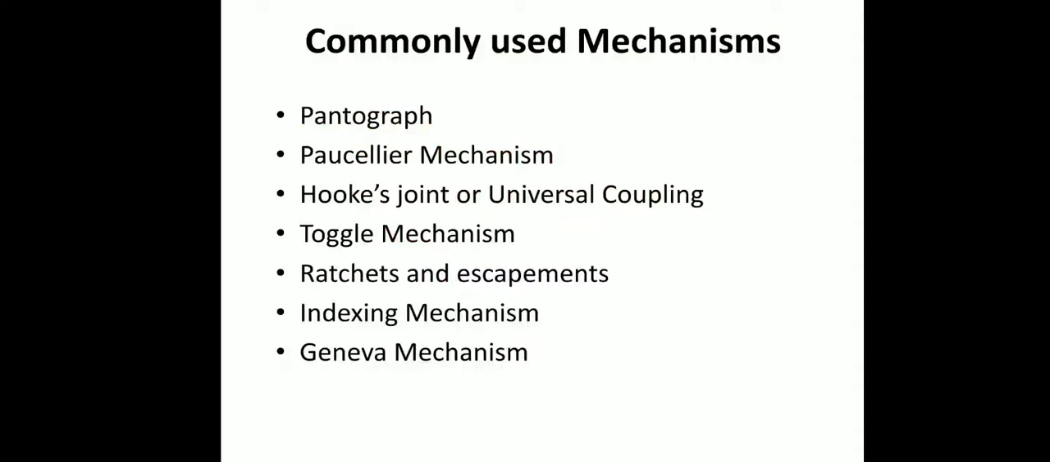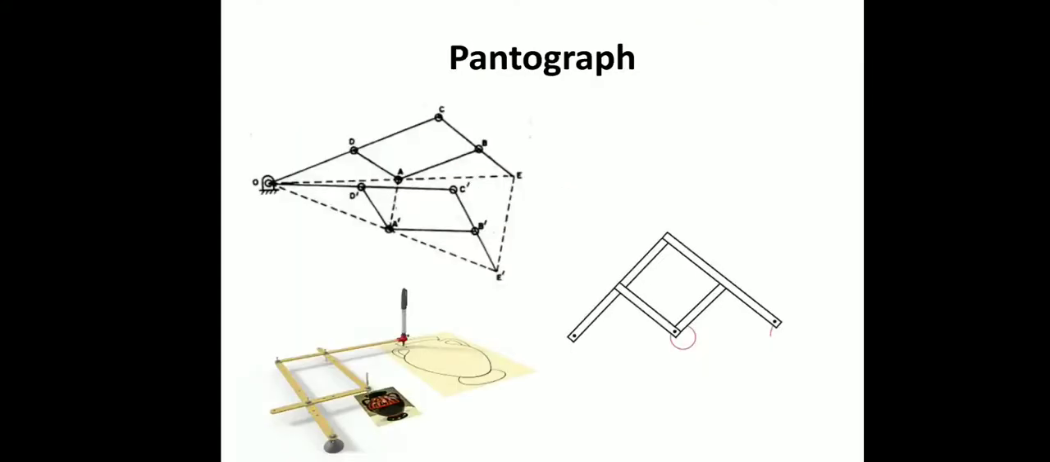Commonly used mechanisms are pantograph, peculiar mechanism, Hooke's joint or universal coupling, toggle mechanism, ratchets and escapes, indexing mechanism and Geneva mechanism. These are the commonly used mechanisms, but there are other mechanisms used in various machines for easy usage of the machine. So first of all, we will discuss what a pantograph is.